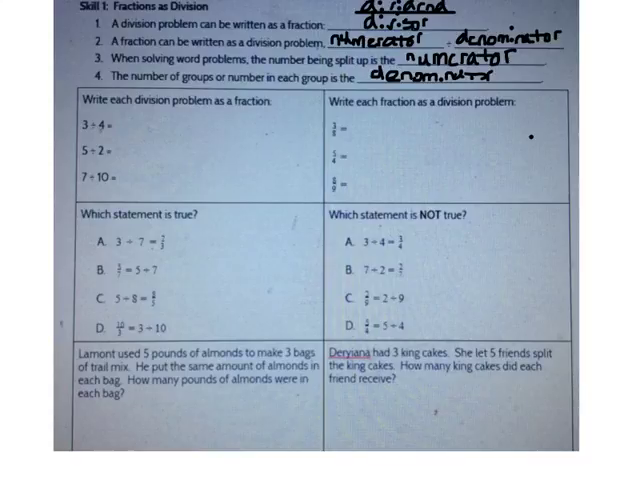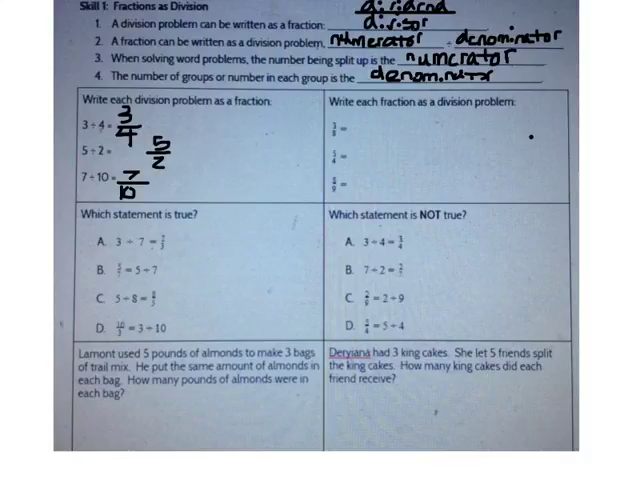Now let's do some practice problems. Write each division problem as a fraction. So, 3 divided by 4, that's the same as 3 over 4. Dividend over divisor. Now you try one. How would I write 5 divided by 2 as a fraction? 5 divided by 2 is 5 halves. How would I write 7 divided by 10 as a fraction? 7 divided by 10 is 7 tenths.